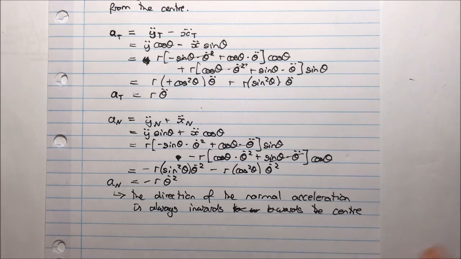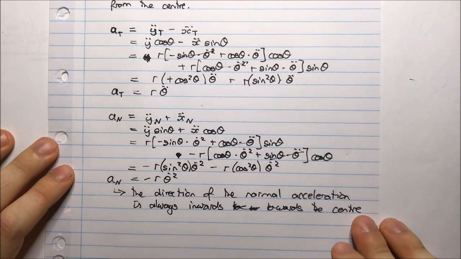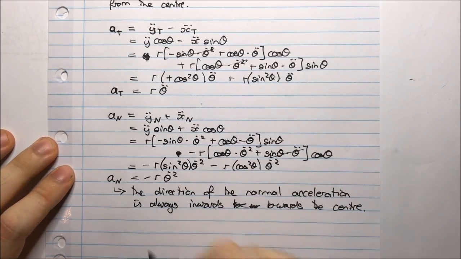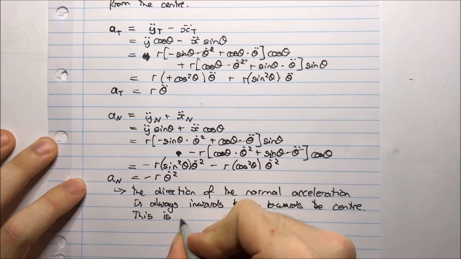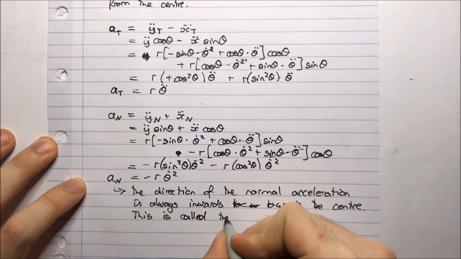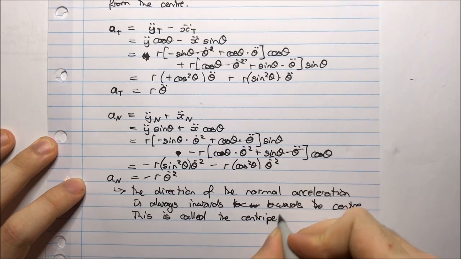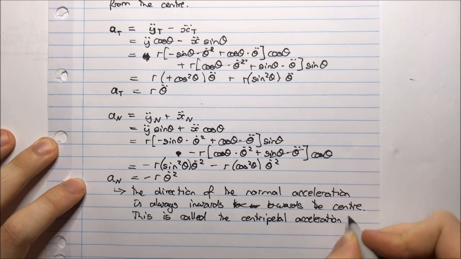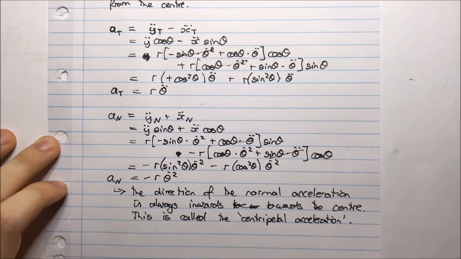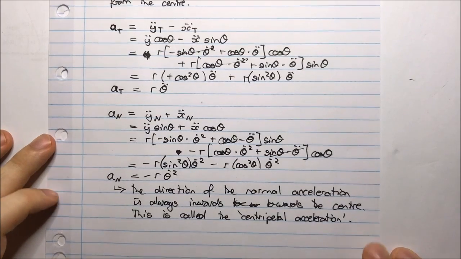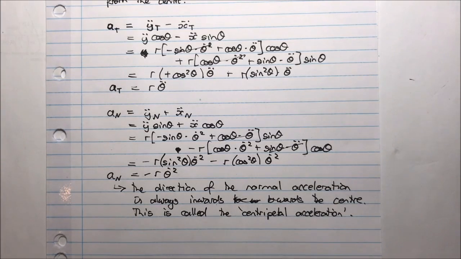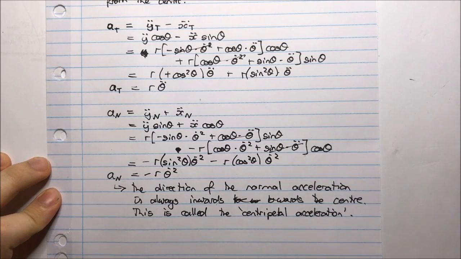And this has a specific name. It's called the centripetal force or centripetal acceleration. So this is called the centripetal acceleration. And it always goes towards the center. In other words, it's center seeking. Now, one thing that's important to know about centripetal acceleration is that there is no physical force called centripetal acceleration. Centripetal acceleration is a resultant force.